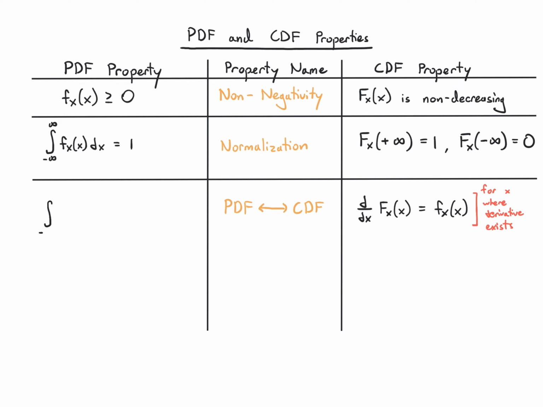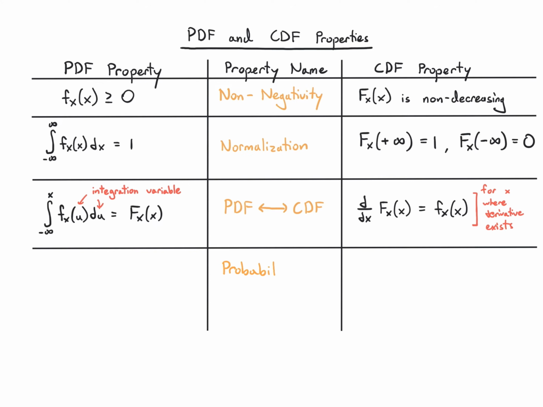To go from the PDF to the CDF, I just do the opposite. I integrate up to the value I care about. If I'm interested in figuring out the CDF at a value x, well, the CDF is just the probability that I'm less than or equal to x, so I integrate all the way up to x. And I don't want the x to show up in both the limit and as the integration variable, so here I'm using u as a placeholder integration variable so I don't get confused.